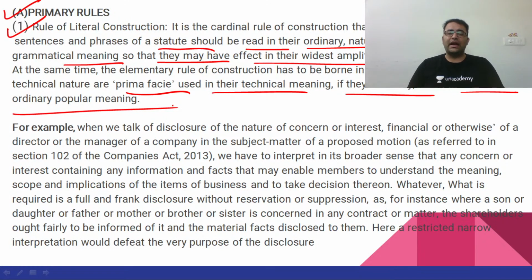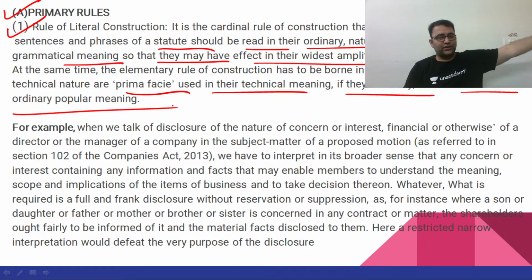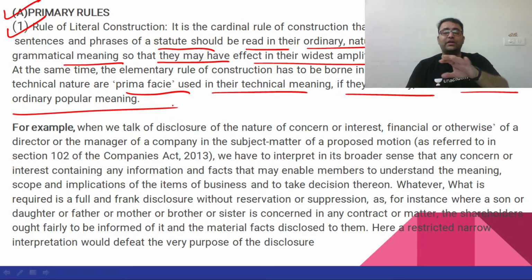So if there is anything technical, they have to be read in the technical meaning. So let's say if there is an engineering student and he says something technical, then that has to be understood in the context of engineering. If a chartered accountant says something technical, that has to be understood in the context of chartered accountancy, and so on and so forth. That is, if they have any technical meaning. If there is no technical meaning, then they also have to be read as per their ordinary popular meaning.